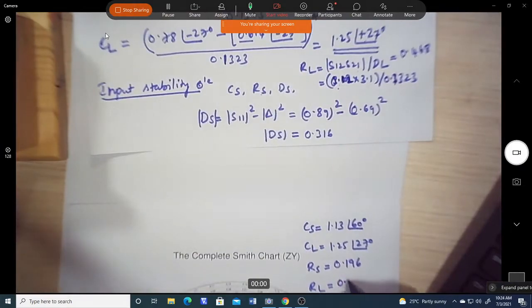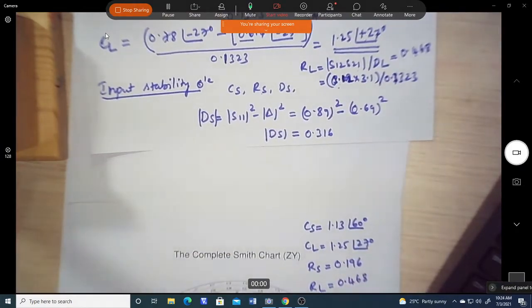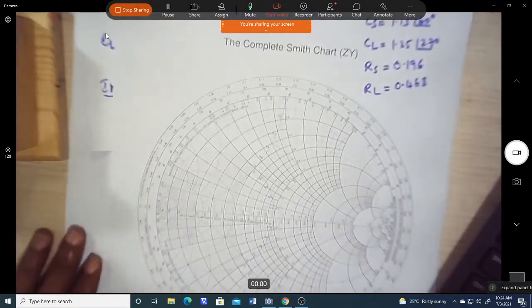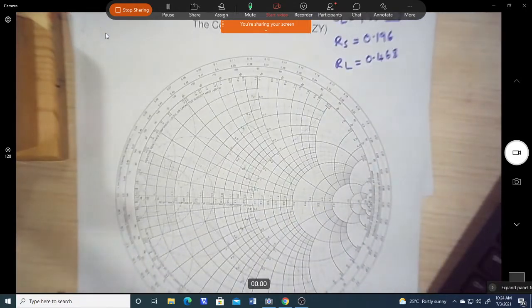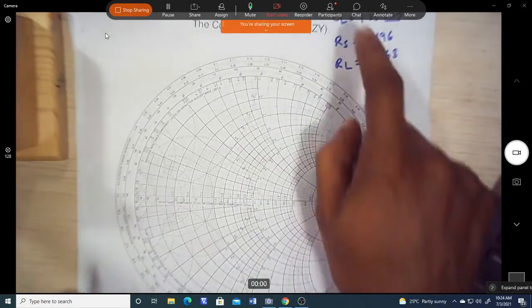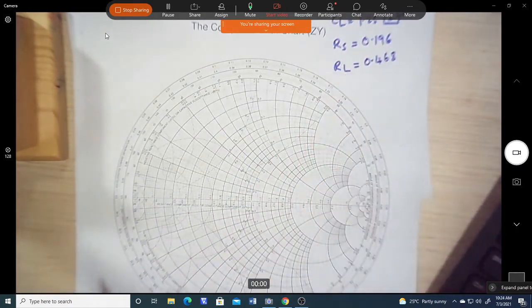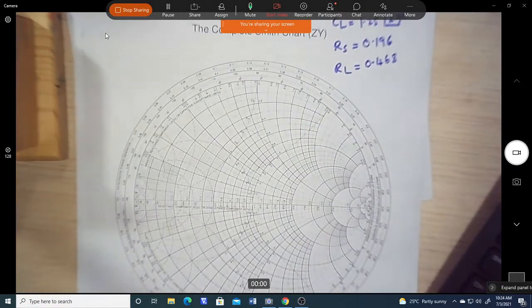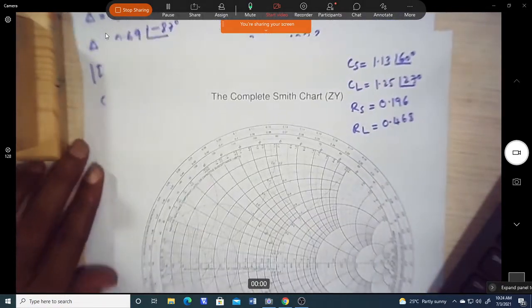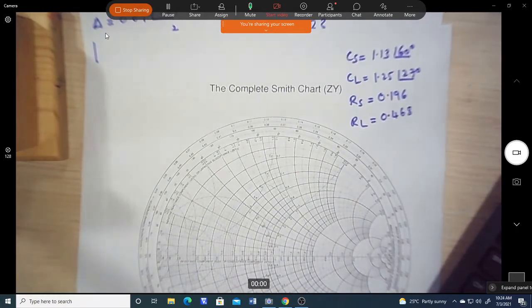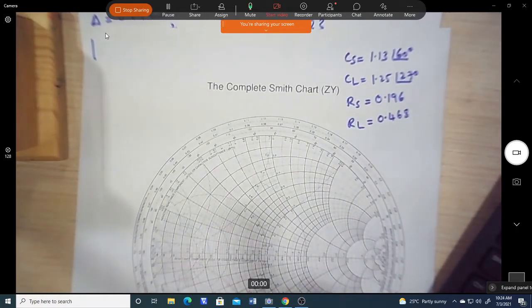So RL is 0.468. Now we will plot the stability circle. How to plot the stability circle? Since CS, RS, CL, RL are all reflection coefficient values themselves, we need to take them on the reflection coefficient scale only, because the CS, RS or CL, RL plane is similar to the reflection coefficient circle.